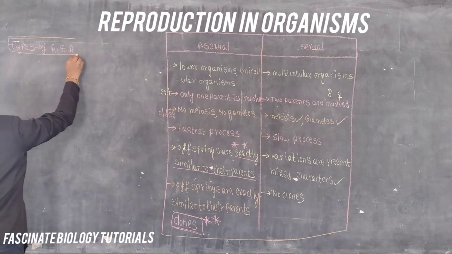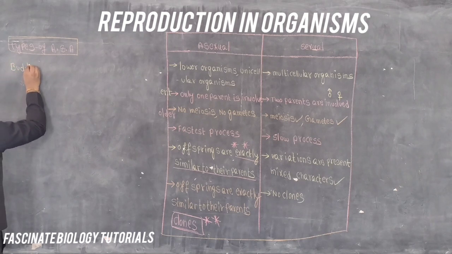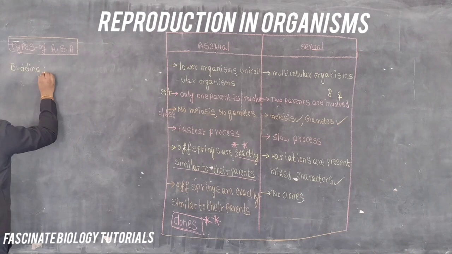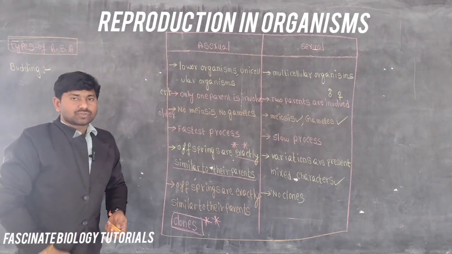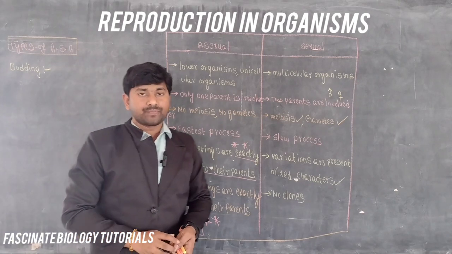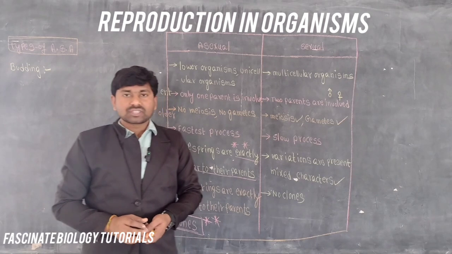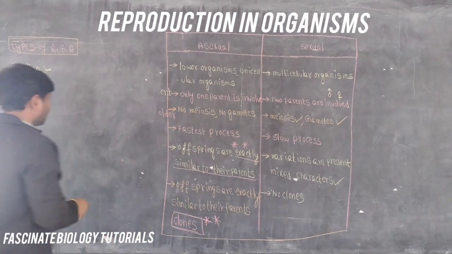Several types are there in the asexual reproduction process. The first type is budding. Budding is an asexual reproduction process. Here only one parent is involved, and budding is present in some fungal varieties, for example, yeast.